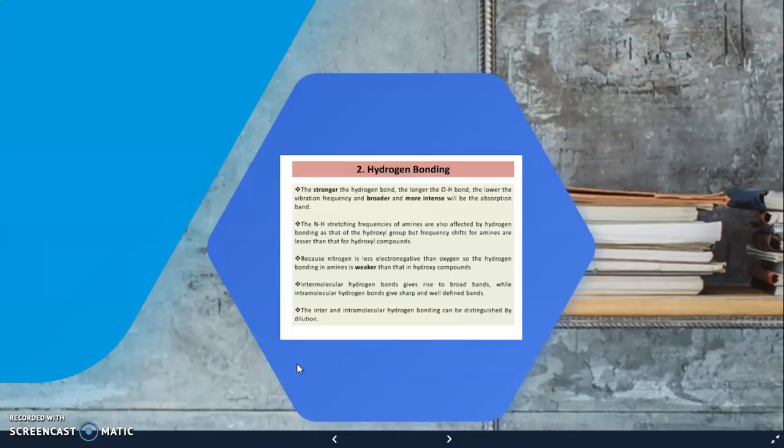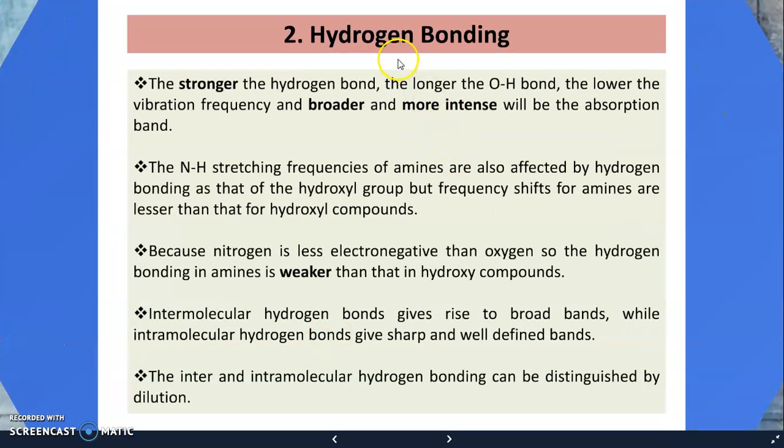Another factor which is responsible for the change in the vibrational frequency is hydrogen bonding. Now we see what hydrogen bonding is. The stronger the hydrogen bond, the longer the OH bond, the lower the vibration frequency, and the broader and more intense the absorption band.